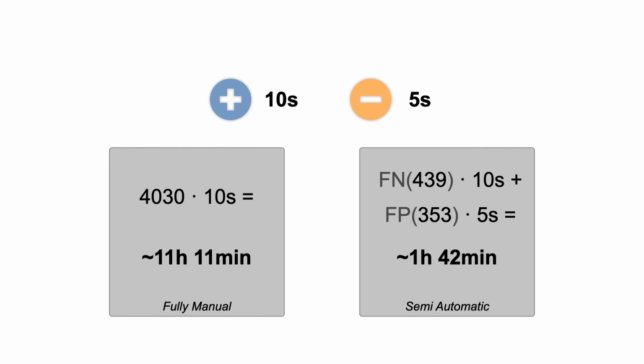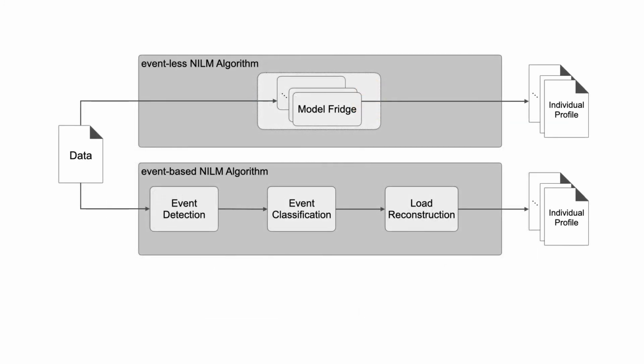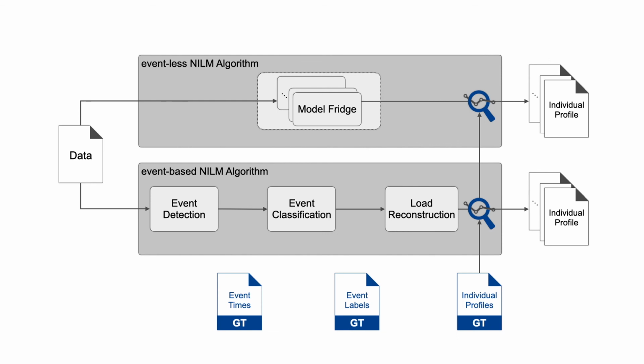So let's come back to the NILM pipeline. As most datasets offer individual appliance profiles, it was already directly possible to evaluate eventless NILM systems and the last step of event-based NILM systems. Annoticity now can provide you with event timestamps and event labels. So you can use the timestamps to evaluate the event detector and the labels to evaluate the classification step.